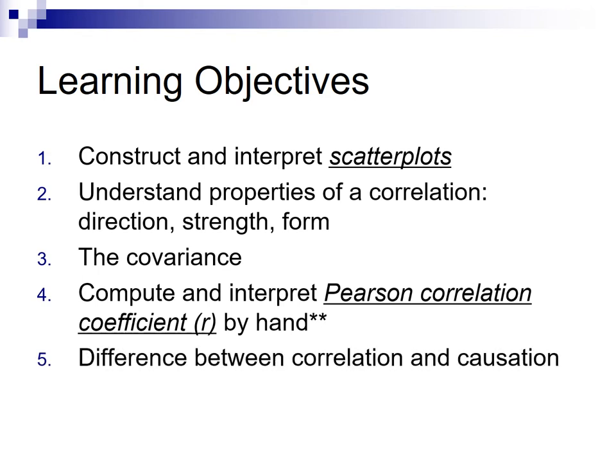Here are the learning objectives for today. First, we will learn how to construct and interpret scatter plots. Second, we will learn the properties of a correlation: the direction, the strength, and the form of a correlation. Third, we will learn how to compute covariance. Fourth, we will compute and interpret Pearson correlation coefficient by hand. Finally, we will differentiate between correlation and causation.